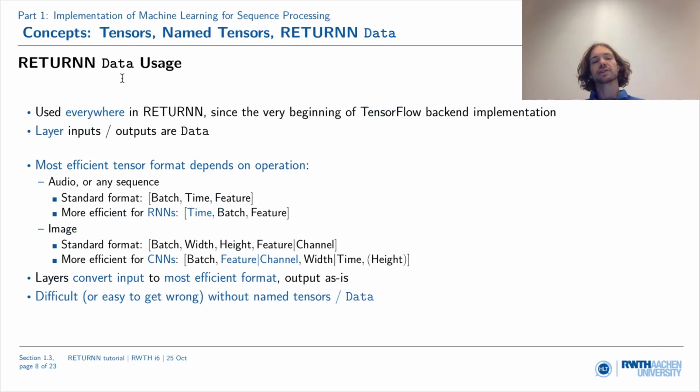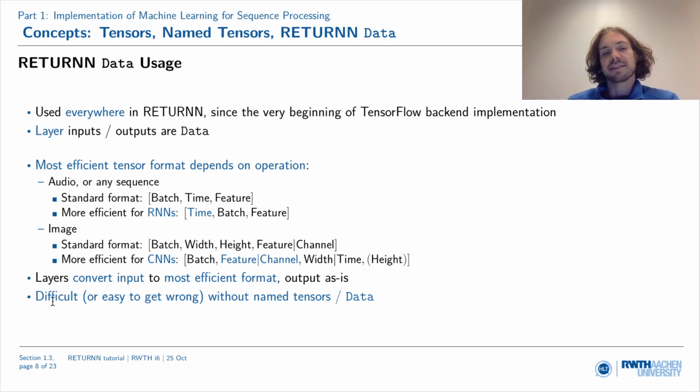The data object, the usage of it, it's basically everywhere in RETURNN. It's a very crucial and important building block. Since the very beginning we had that for TensorFlow. All the layer inputs and outputs are data. Again, important to note, the most efficient tensor format depends on the operation. For example, when you have some audio, the standard format would be batch, time, feature, but for recurrent neural networks, it's more efficient to have time first. Similar for images, or when you use convolutional neural networks, it's more efficient when you have batch and then feature directly. So what layers do, they automatically convert your input to the most efficient format and then operate on that.